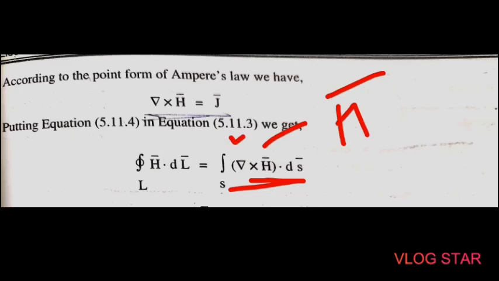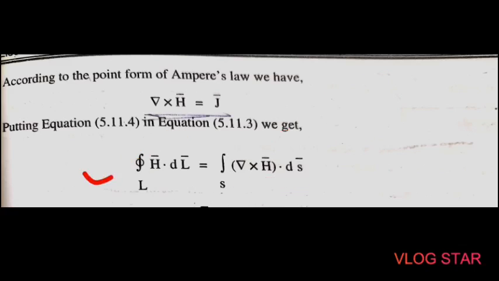Using this equation we can conclude that the line integral of any vector, suppose the H bar vector, is always equal to the surface integral of the curl of that vector over the surface enclosed by that path. This is the statement and proof of the Stokes theorem.